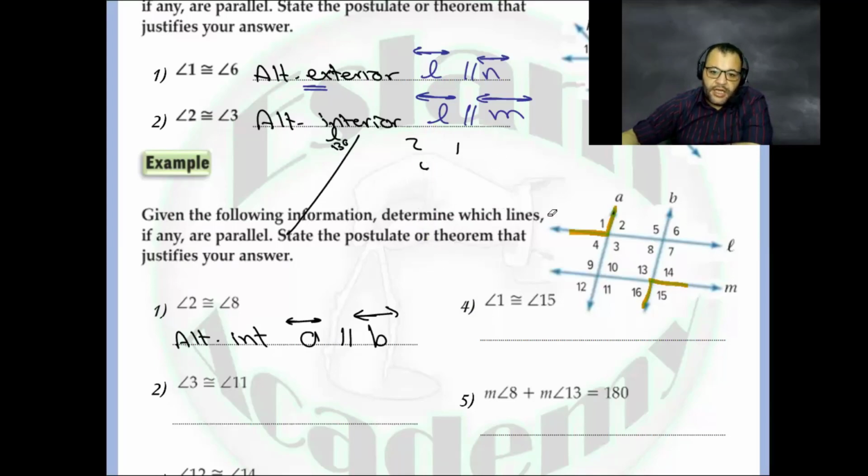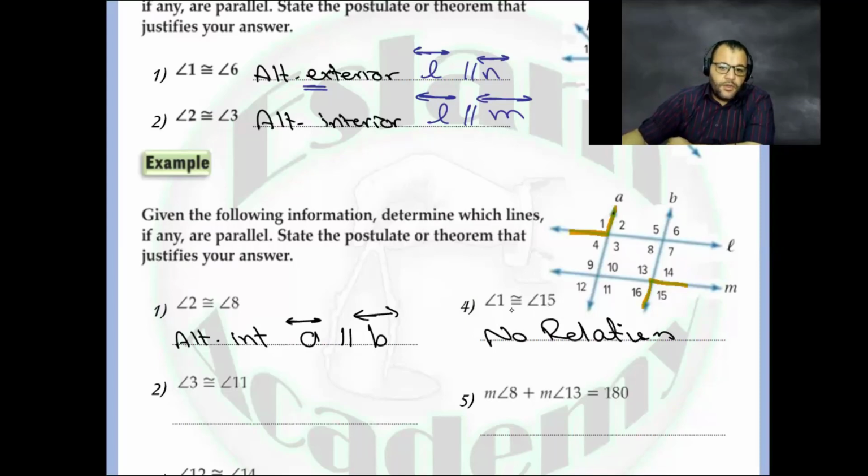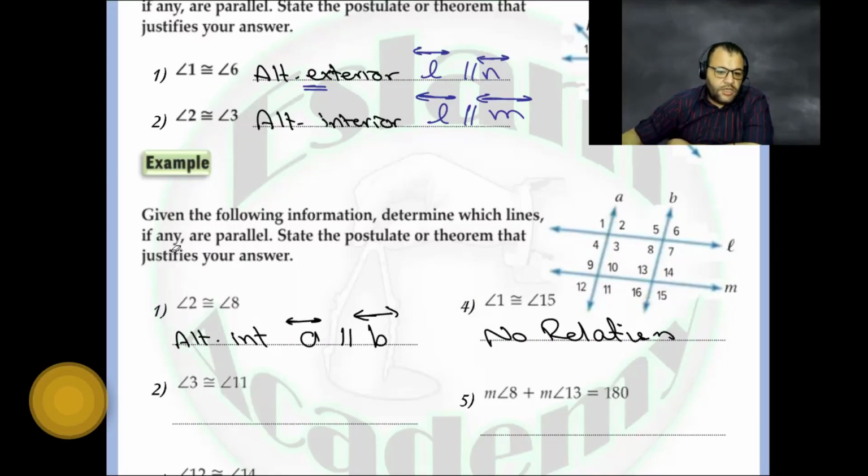So is there any line connected between 1 and 15? No. So there is no relation. Okay. Because there is no relation, it means there is no parallelism for this one. Okay, that's for question 4.